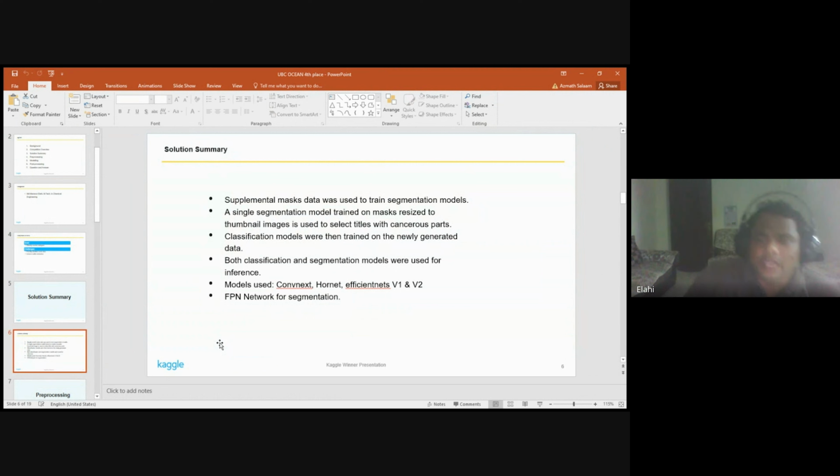I haven't used any transformer-based models because they consume more memory. So I have used only convolution-based models: ConvNet, ResNet, EfficientNets version 1 and 2. For segmentation, I have used the FPN structure.